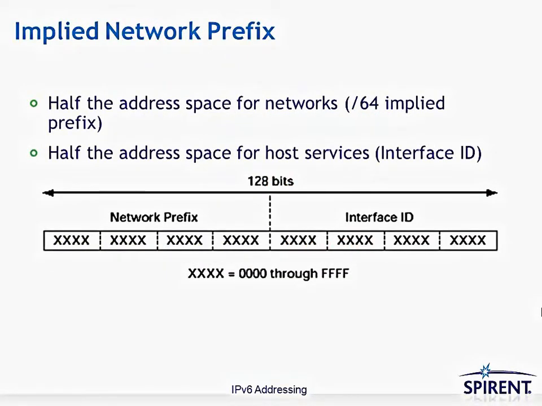IPv6 actually has an implied network prefix. In other words, the most significant 64 bits of the address are the network portion, and the least significant 64 bits of the address are the interface ID. And that's always the case now with the address space that we're working with for IPv6.